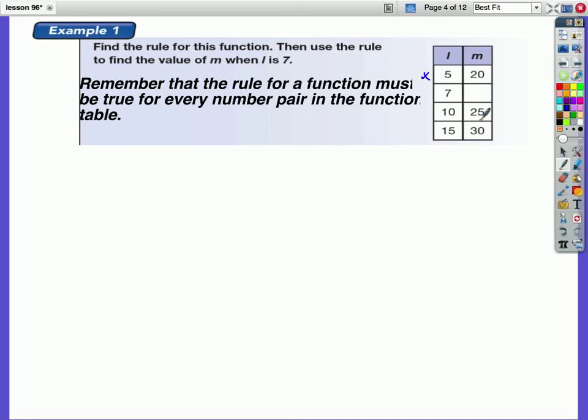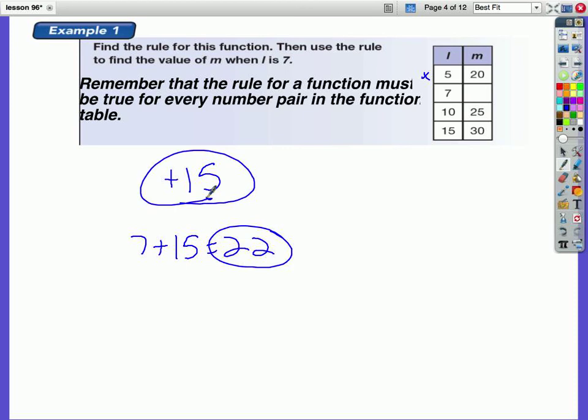Well, let's look at addition. 5 plus 15 is 20. So 10 plus 15 is 25. 15 plus 15 is 30. That works. Okay. So the rule is going to be plus 15. And then to find m when L is 7, we do 7 plus 15, which is going to equal 22. Okay. So my rule is plus 15, I need to have that, and my answer for that missing m number is going to be 22.